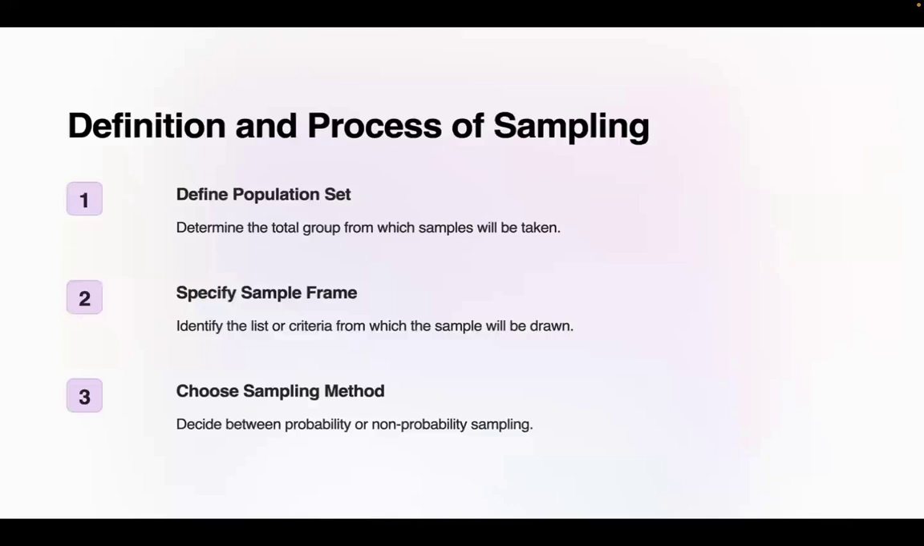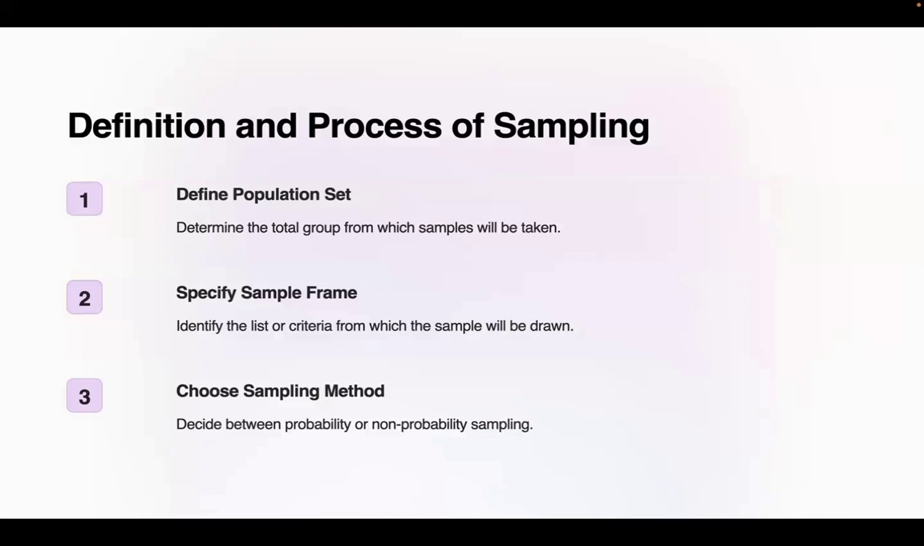So first of all, we will try to understand what is sampling. Let's take an example: if we want to know the unemployment rate in India, and there is a 140 crore population, can we conduct research on all 140 crore people? It's not possible. So to conduct a study for a very large population, a process of sampling is done. First of all, you determine or define a population set.